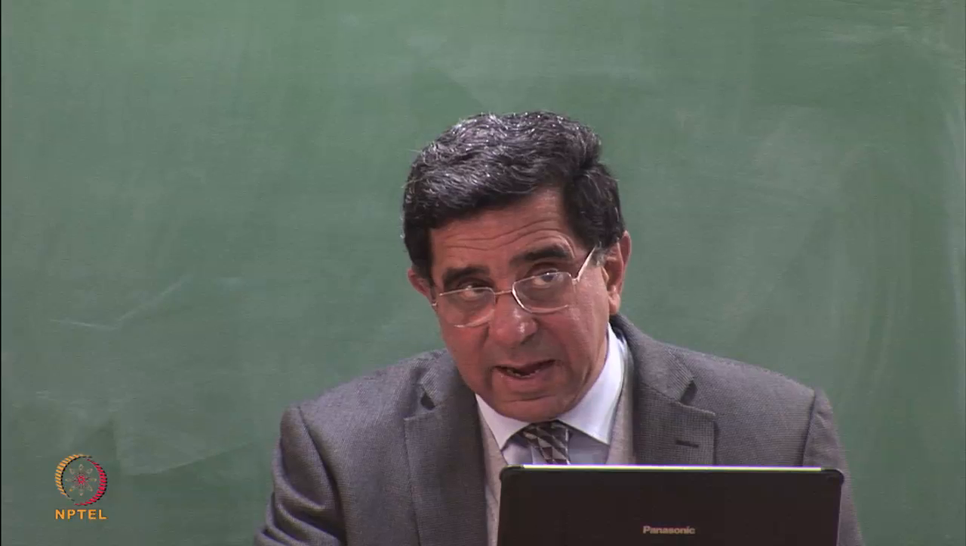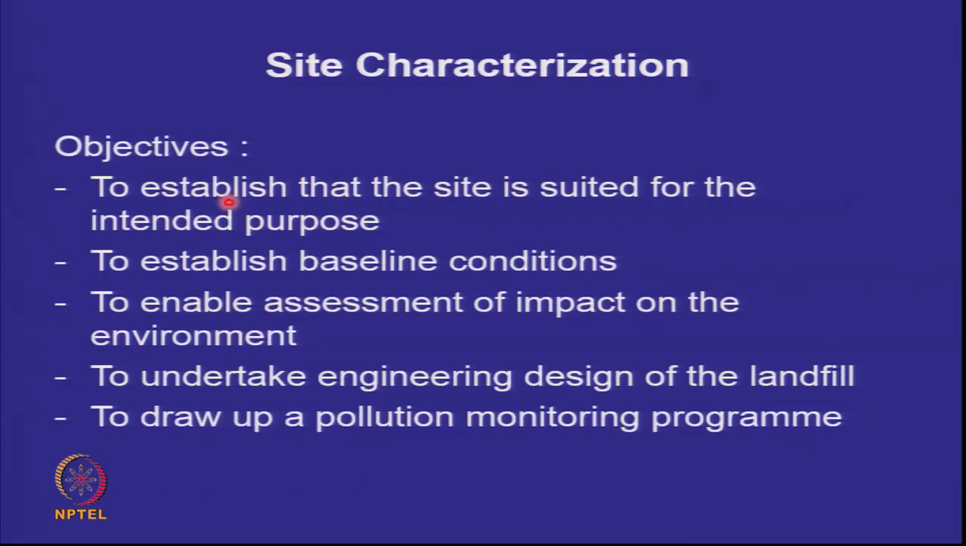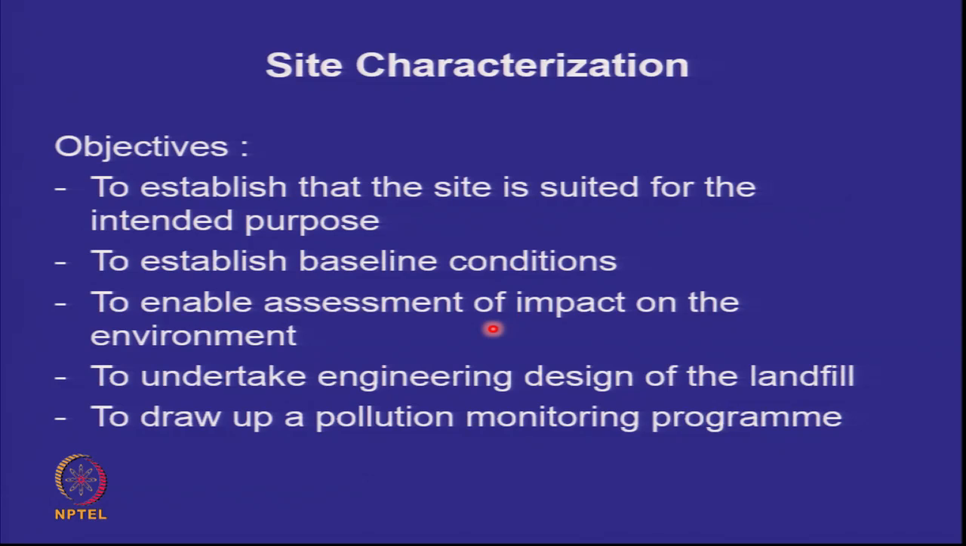Having identified some sites, you have to do site characterization, and you need a lot of data. So basically you have to establish that the site is suitable. You have to establish the baseline conditions, because you are always going to do monitoring. So what was it before? And what did it become after? You have to do an EIA, Environmental Impact Assessment Report, for getting the clearance. To do the design, we need the site characterization, and to do the monitoring program, we need the site characterization. And so this is an important step for us.